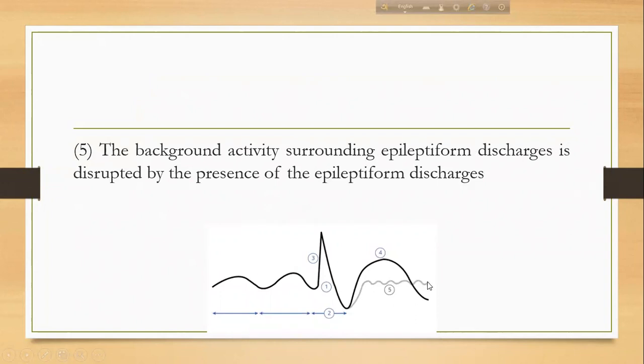And number 5, the background should be disrupted. This is the background that comes after the transient, and this background has a lower amplitude and higher frequency activity than the preceding activity. You can see this is the preceding activity, this is the aftergoing activity. The background does not always have to be disrupted after the transient. The disrupted background can be present even just before the transient. So it is not always after the transient.